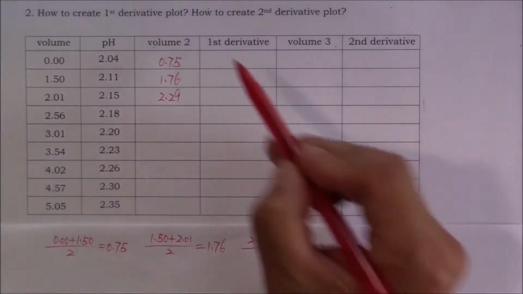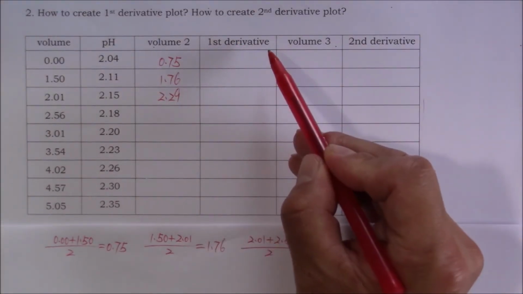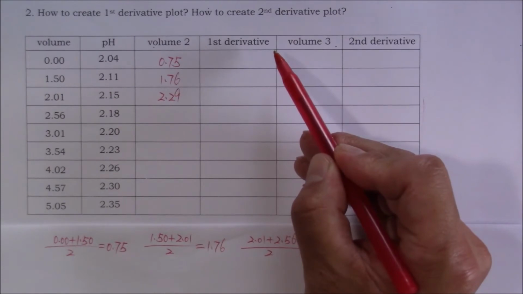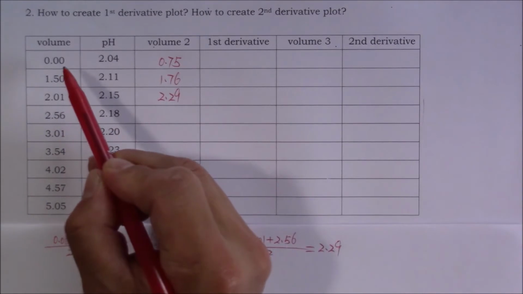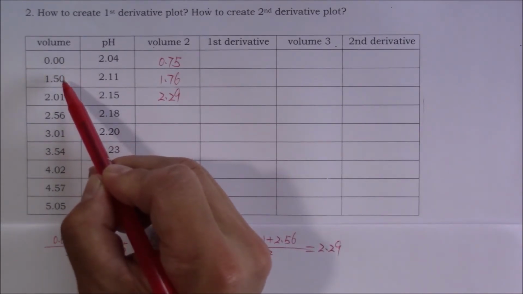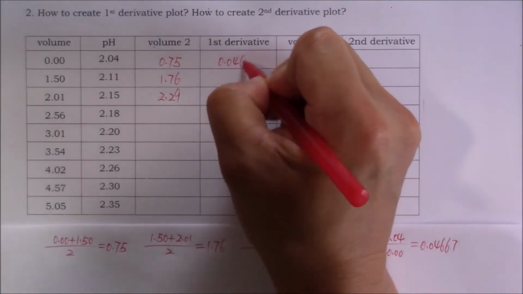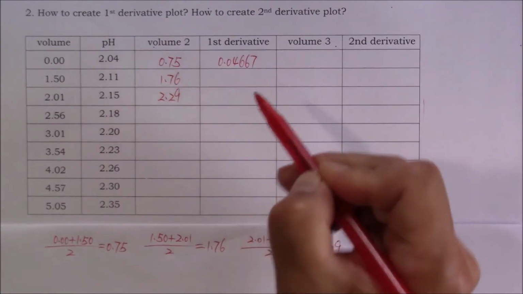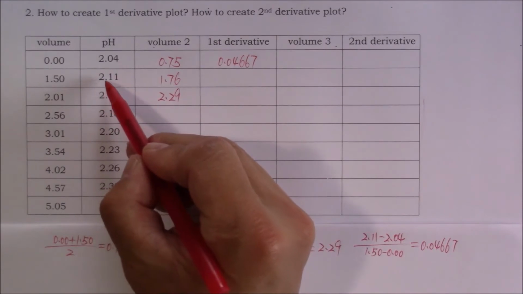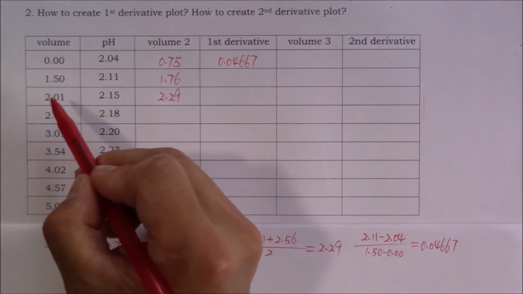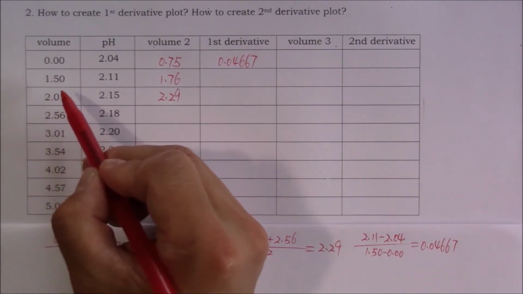Now let me show you how to calculate the first derivative, the numbers in this column. To get the first derivatives, we need to use the difference between the pHs and the difference of the volumes. Now let me show you how to calculate for this cell. To fill this cell, we need to use the difference between 2.15 and 2.11 divided by the difference between 2.01 and 1.50. Let me show you the calculation.